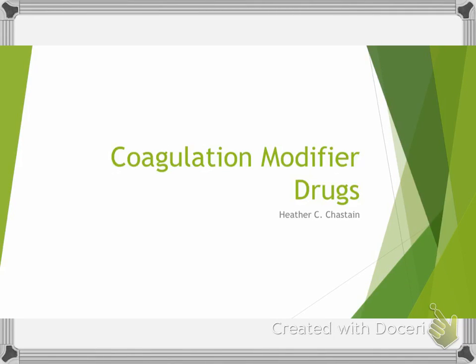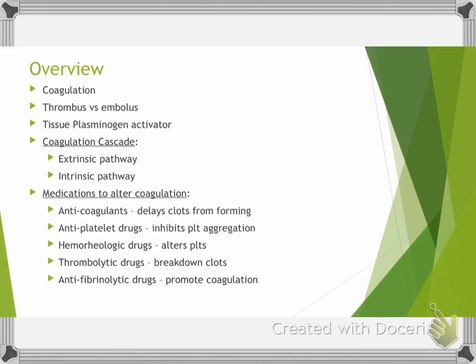Okay, we're going to talk about coagulation modifier drugs. Just as an overview, coagulation is a process of clot formation. Thrombosis versus embolus. So thrombosis or thrombus is a clot, whereas embolus is a moving clot. Tissue plasminogen activator dissolves clots. Coagulation cascade, we did the diagram. Hopefully you looked at the diagram before looking over these notes.